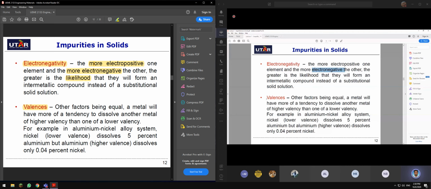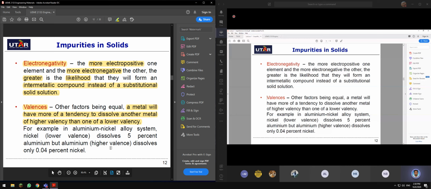Another rule is valence. Other factors being equal, a metal will have more tendency to dissolve another metal of higher valence than one of lower valence. For example, in aluminium nickel alloy.